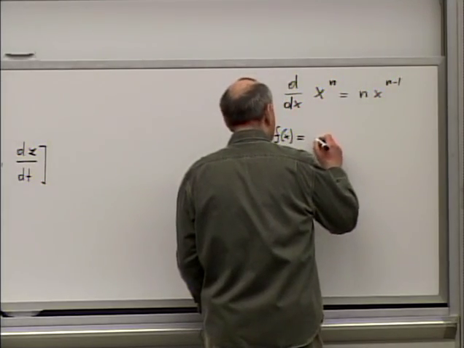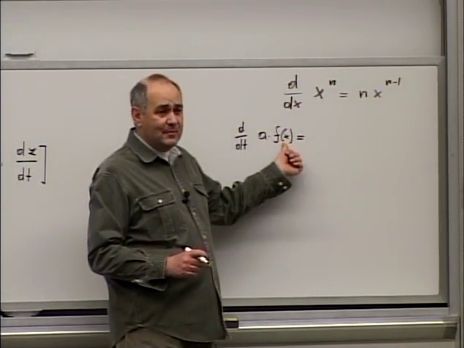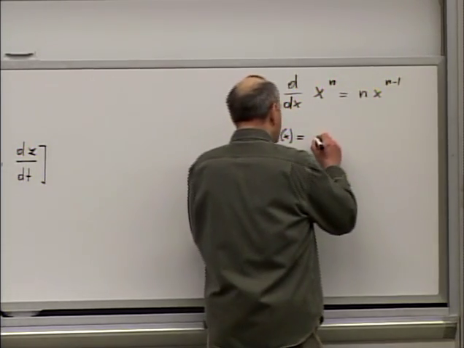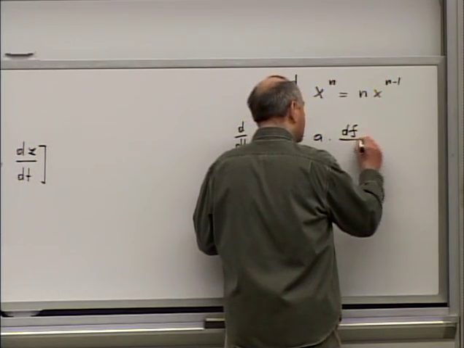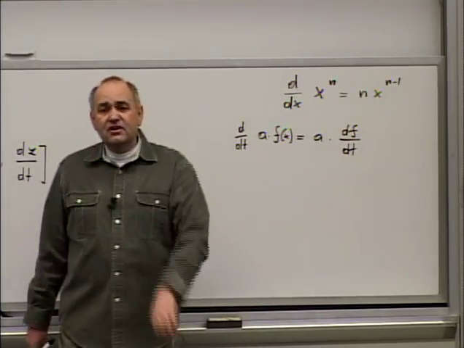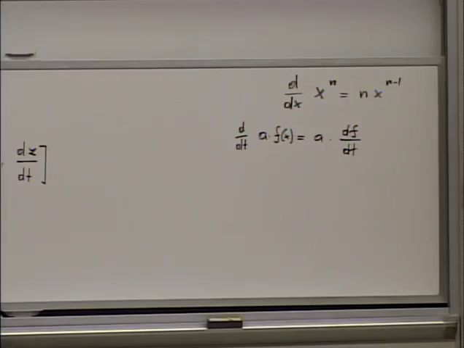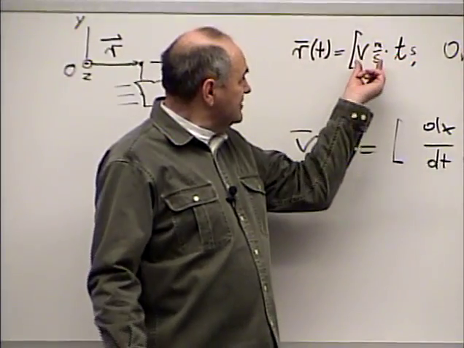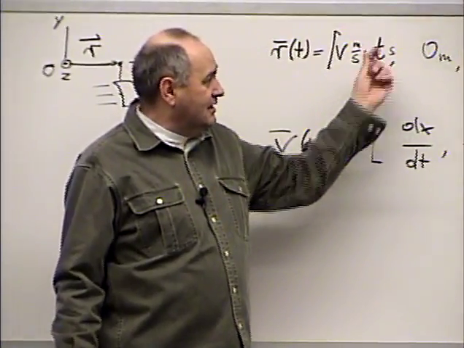I just want you to recognize that if we multiply a certain function by a number, then the derivative is equal to that number multiplied by the derivative of the function. We can pull out the constant in front of the function. All right, this is what we have here. We have a certain constant multiplied by a linear function.